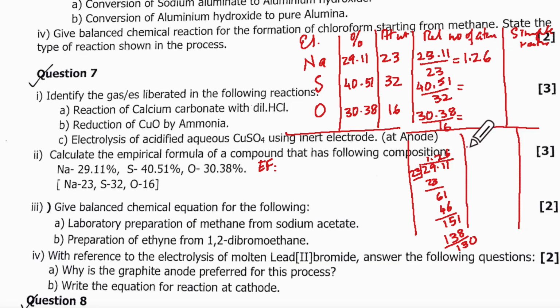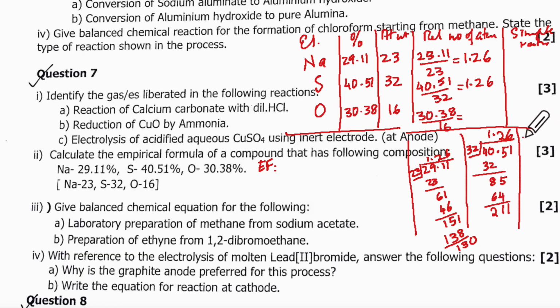Now the second division: 32 is dividing 40.51. Once 32, remain 8, then 5. 32 3s will be 96, so 2s. 2s will be 64, and this will give us 1 here and 2 here. So it is again coming to 1.26. Can you see that? Now let us come to the last one.